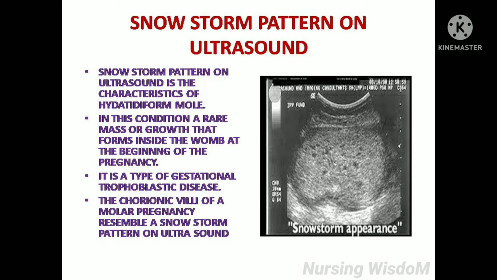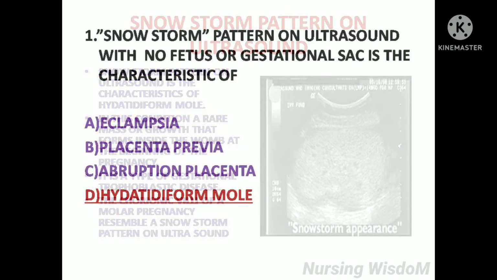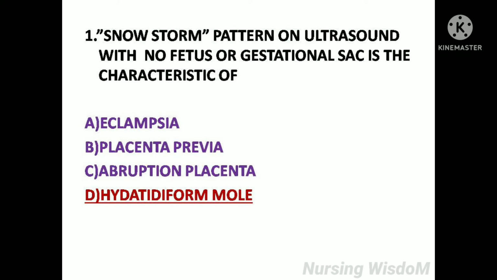In this condition, a rare mass or growth forms inside the womb at the beginning of the pregnancy. It is a type of gestational trophoblastic disease. The chorionic villi of a molar pregnancy resemble a snowstorm pattern on ultrasound. So here the answer is option D, hydatidiform mole.